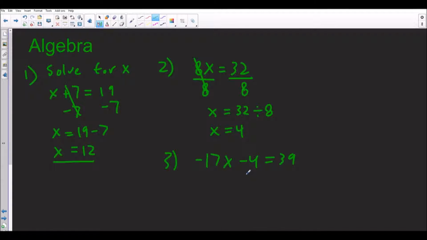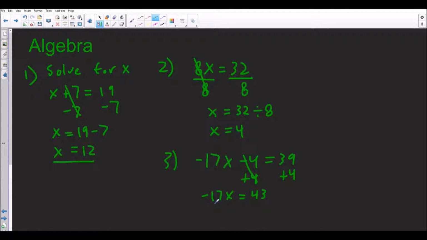So to do that, we need to do the opposite of minus 4. So we're going to go plus 4, which cancels that out. But we have to do the same thing on the other side. So we're going to get negative 17x is equal to, now 39 plus 4 is 43.